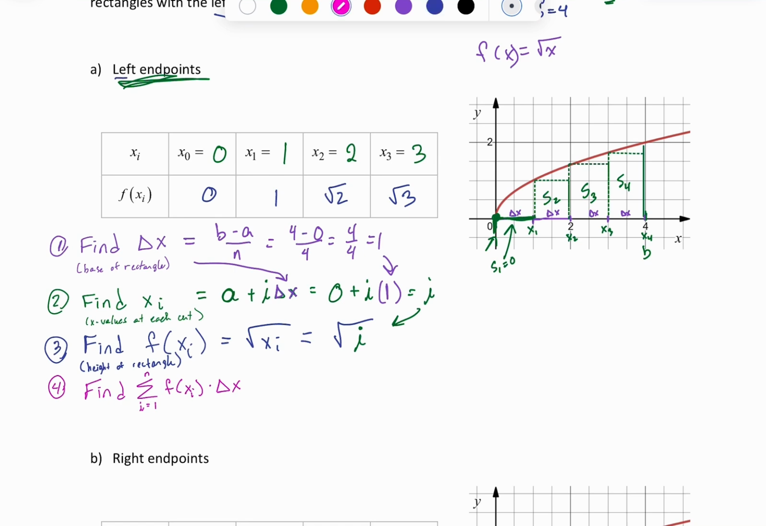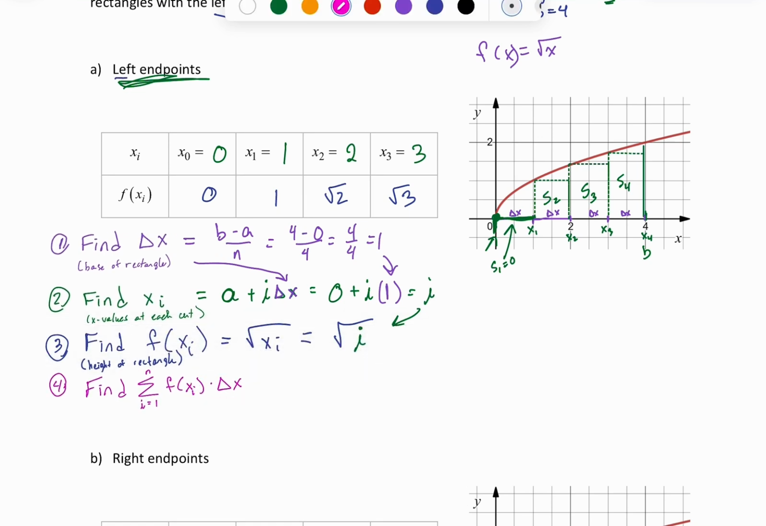Okay, so when I go to find my sum, because the steps we wrote were for a right-handed sum, the only difference is that this i is going to be i minus 1, because we're just moving backwards. So we're going to start at x0 instead of x1, and then we'll end at x3 instead of x4. So our sum is the sum from i equals 1 to n of the function evaluated at x i minus 1, because we're using the left-hand side, times delta x. So that is the left-hand side of each rectangle.